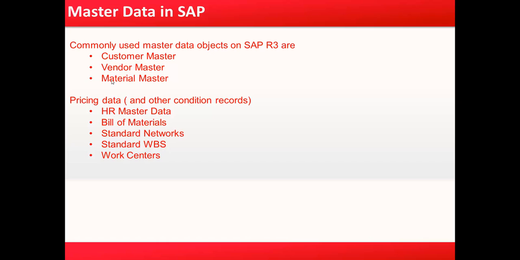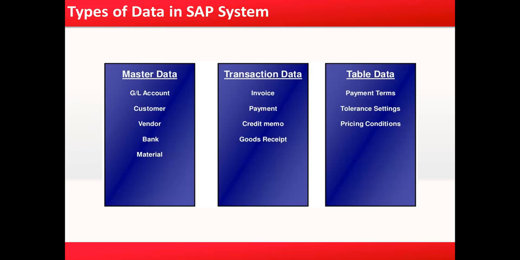These are very commonly used master data in SAP: customer master, vendor master, material master, master data for pricing, HR master data, bill of material, standard network, standard WBS. All of that is master data for a particular module. Depending on the module, we will have changes in the master data.